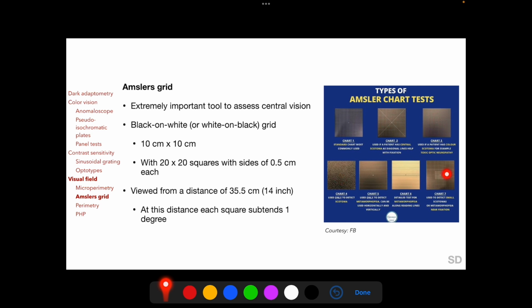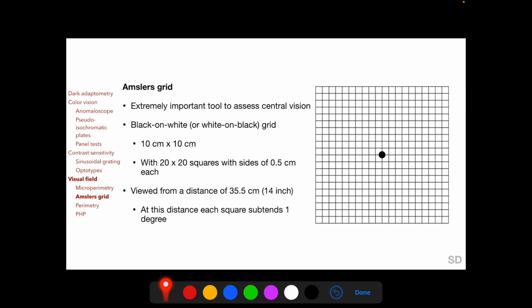Amsler's charts have been described. The black on white or the white on black grid is the most common one to be used. The white on black Amsler's grid as shown here in this photograph was the original one, but a black on white grid as shown here in this photograph is more commonly used, as multiple printouts can be more easily taken, and a patient requires multiple copies of the Amsler's grid to serially record defects in his central visual field.